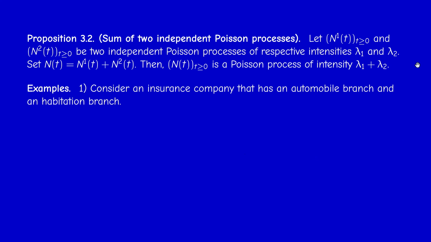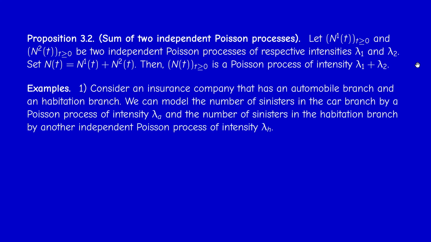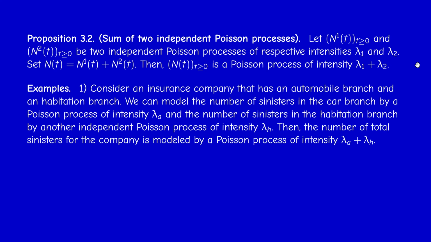Suppose you have an insurance company with two branches, an automobile branch and a habitation branch. As we said, we can model the number of claims in the car branch by a Poisson process of intensity lambda A, and the number of claims in the habitation branch by another independent Poisson process of intensity lambda H. Then the total number of claims of the company is modeled by a Poisson process of intensity lambda A plus lambda H.